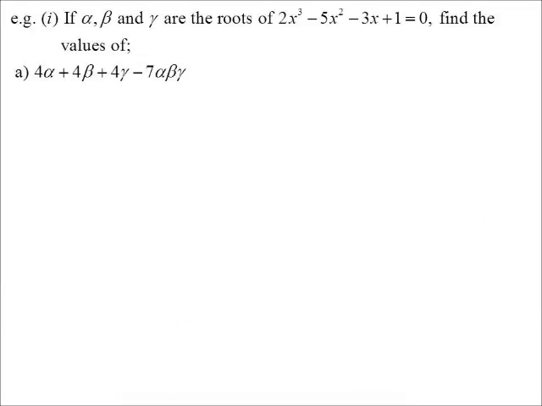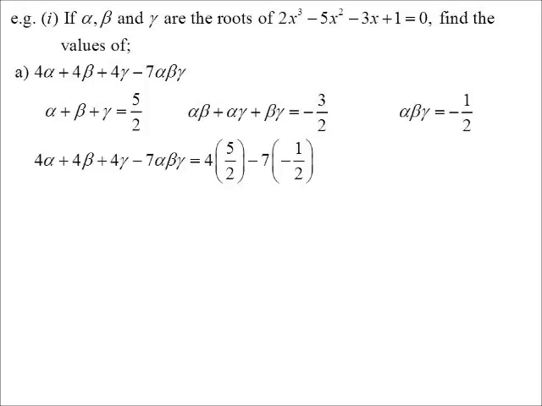Let's play with one. So it's a cubic, the roots are alpha, beta and gamma. We're going to find the value of 4 alpha plus 4 beta plus 4 gamma minus 7 alpha beta gamma. Alpha plus beta plus gamma, 5 on 2. Don't actually need the two at a time for this one, but I'll find it because I noticed this is part A. There's probably going to be another part and I might use it in that. So minus 3 on 2, alpha beta gamma minus a half. So 4 lots of the 5 on 2 minus 7 lots of the minus a half. 27 on 2 is our answer.